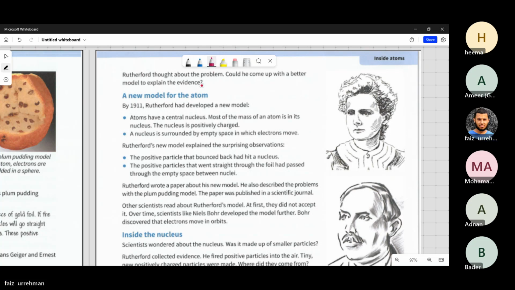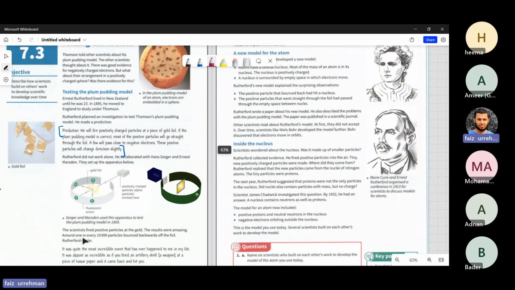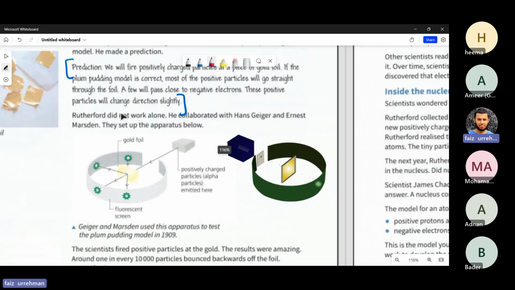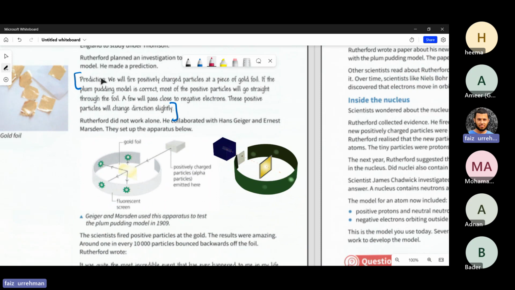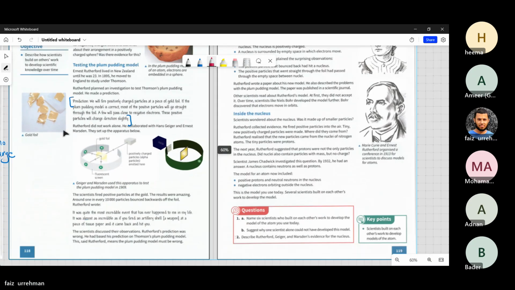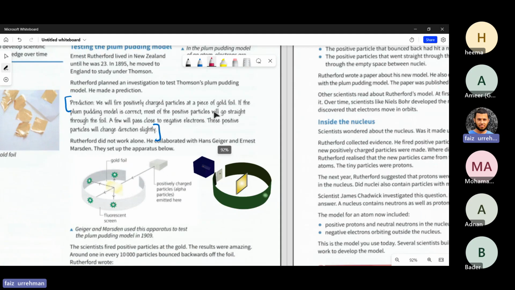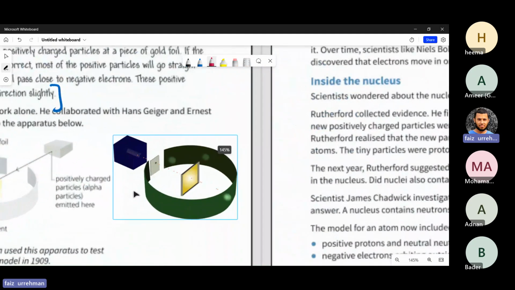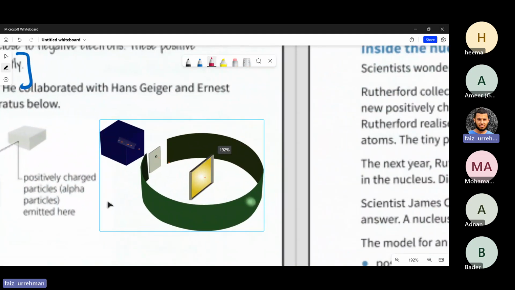So the plum pudding model was rejected and Rutherford's prediction was rejected. It's not that this experiment is rejected. No, the experiment is good. The experiment is working fine. But the predictions that he made were rejected. This prediction was rejected, but the experiment was legit good. The experiment was not fake.